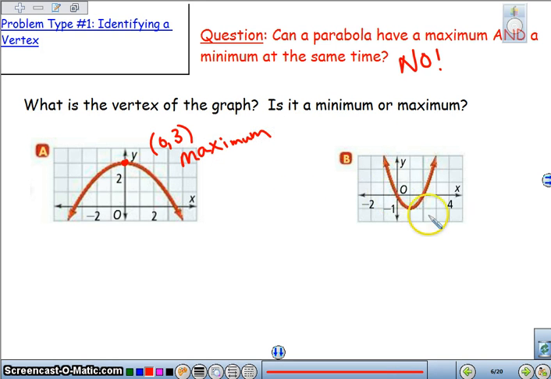In this graph, if we are looking at the vertex, it looks like our vertex is pretty much right here. We would say that's at 1, negative 1. So our vertex is at 1, negative 1, and this would be a minimum.